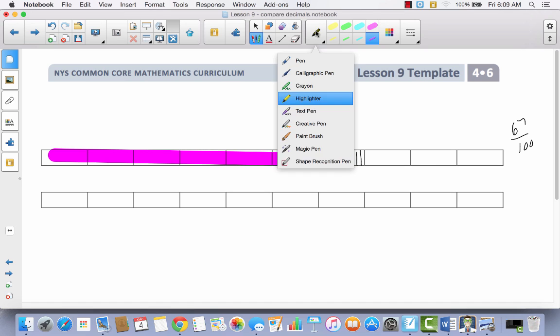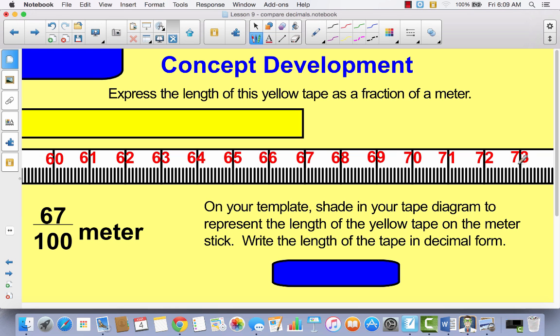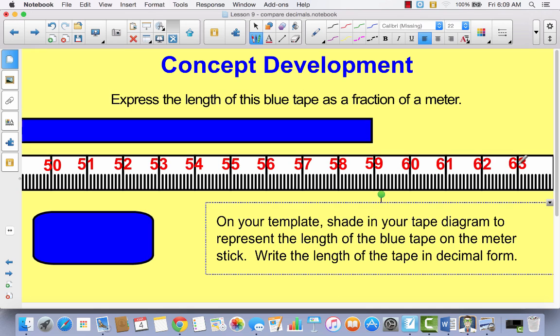Now let's write this as a decimal right here at the end. So let's write 0.67, 67 hundredths. Okay, all right, let's go back to the next one. All right, so we have the yellow tape is 67 hundredths. Now let's take a look at this blue tape. So again, we're pretending that the blue tape starts way off this edge of the computer, back at the 0 mark of the metric ruler.